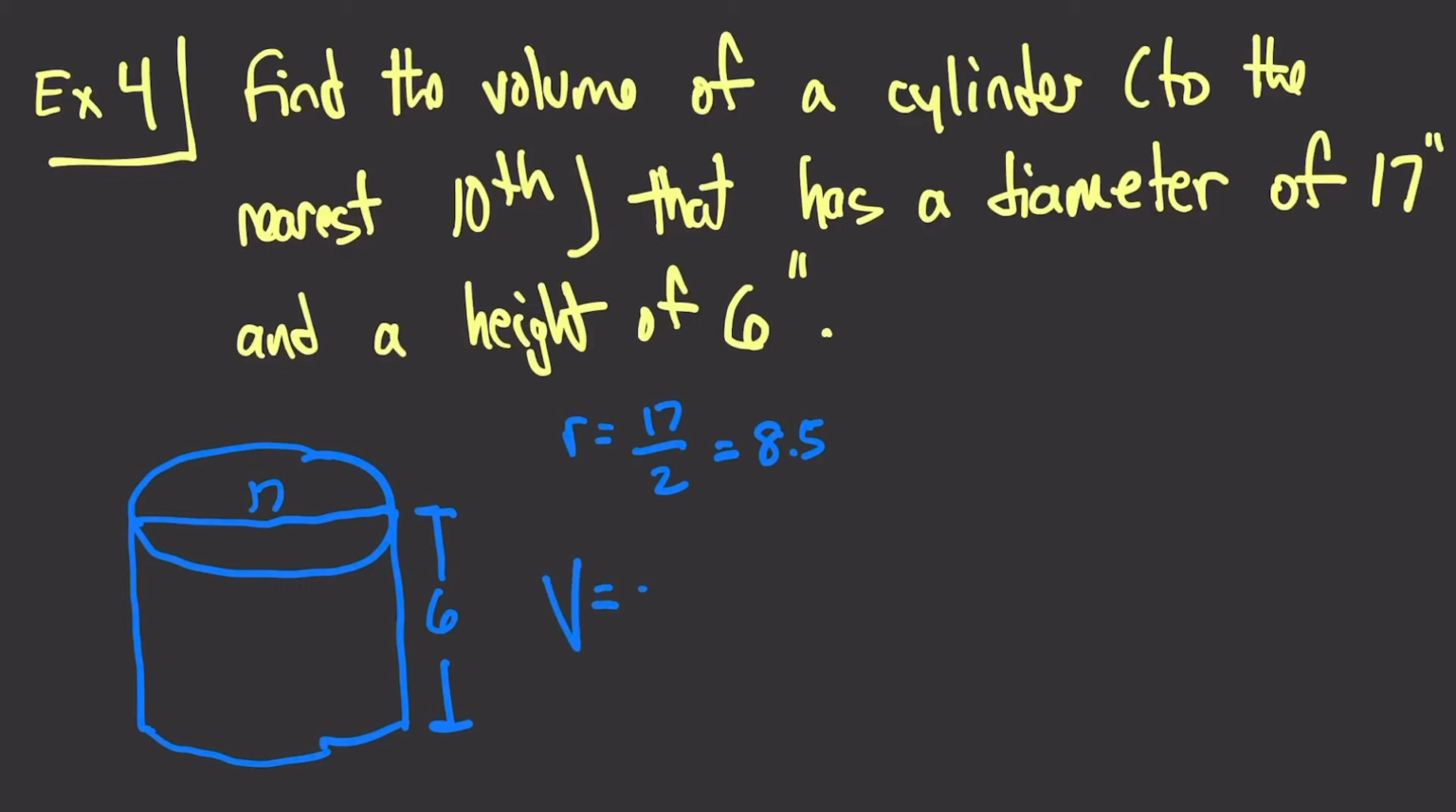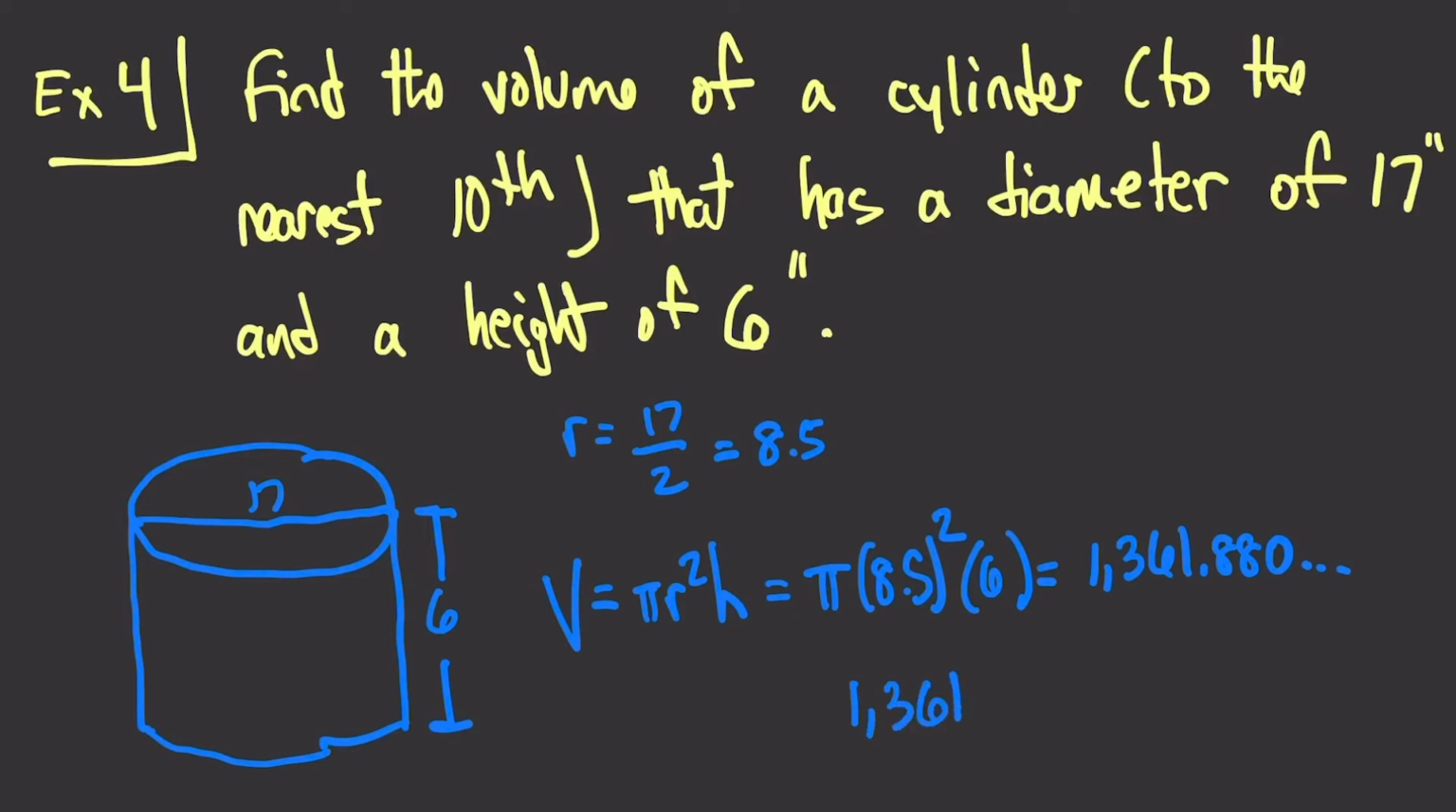The volume of the cylinder, again, is pi r squared h. It's not necessary to write that out every time. I'm just showing you where I'm getting these numbers from. So that's going to be pi times 8.5 squared times the height, which is 6. All right, so if I throw that into the calculator, I get 1,361.880... So rounding that to the nearest tenth, I get 1,361.9. We're talking about inches, so that's going to be cubic inches or inches cubed.